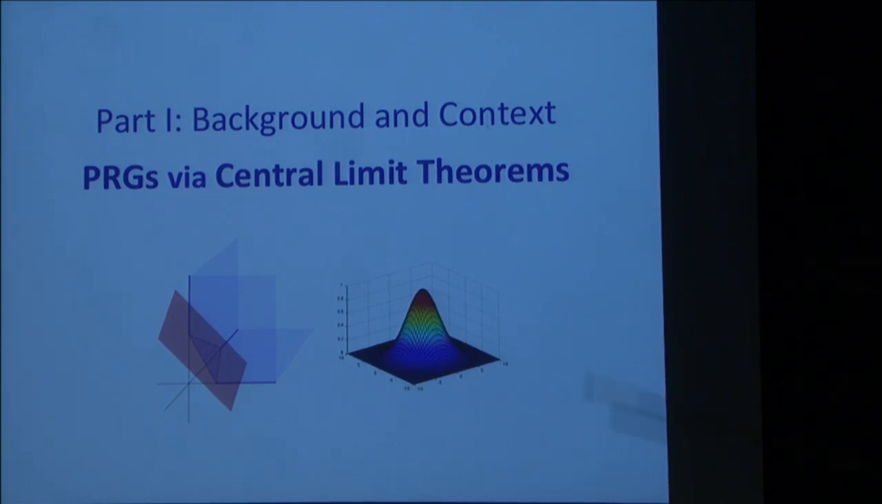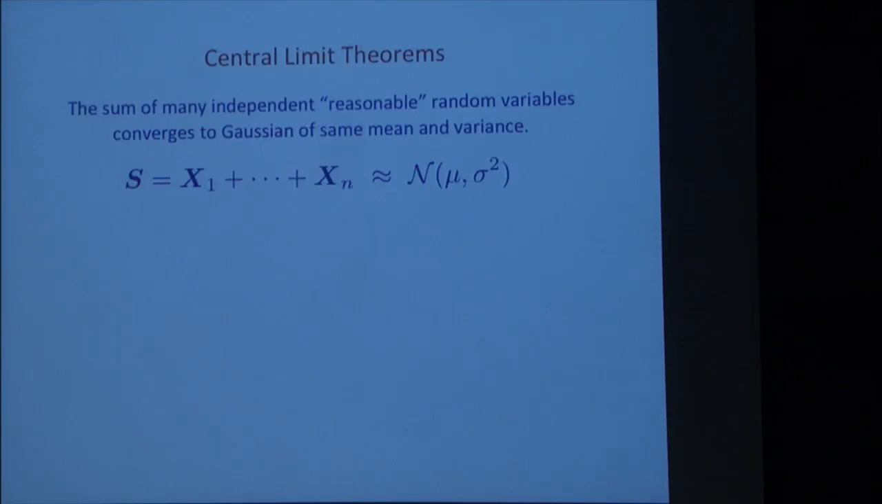Okay, so this next part of the talk is going to be, again, giving us background and context so I can explain the new stuff, and it's going to mostly be about these pseudorandom generators and how they can be derived via proofs of central limit theorems, okay?